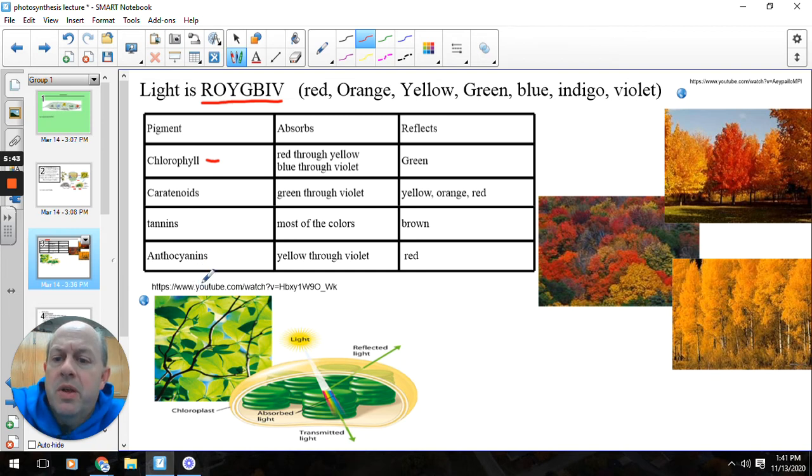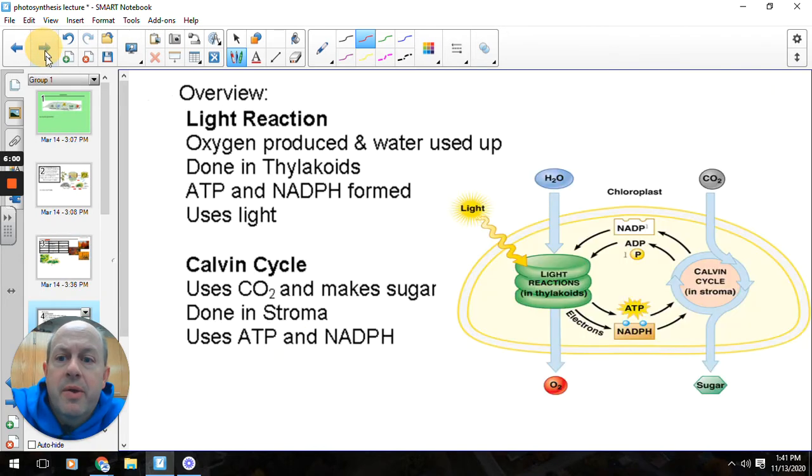Anthocyanins are real pretty in the fall. This is what gives our red colors, so a lot of red maples and other kind of red fall trees, and they're absorbing kind of the yellow through the violets. And so these are the different plant pigments that can be produced in that way.